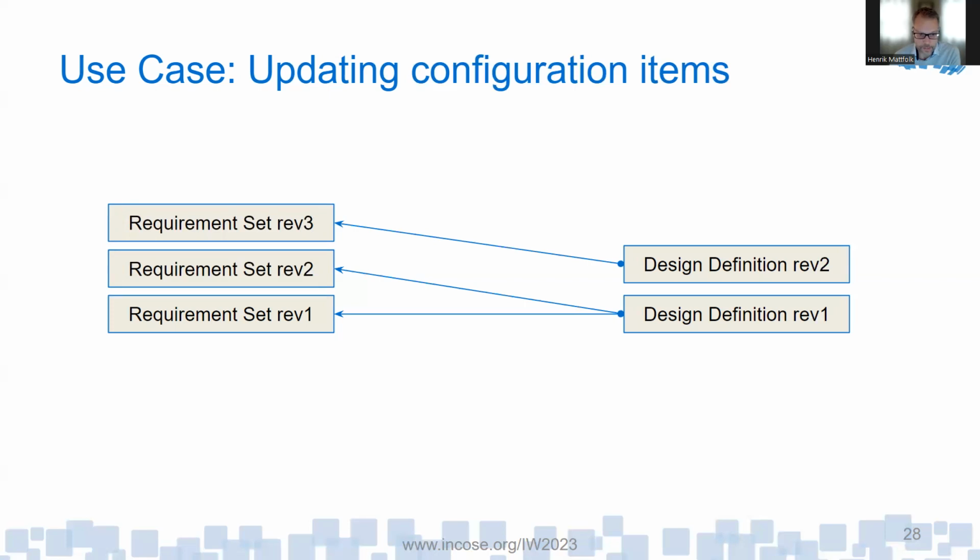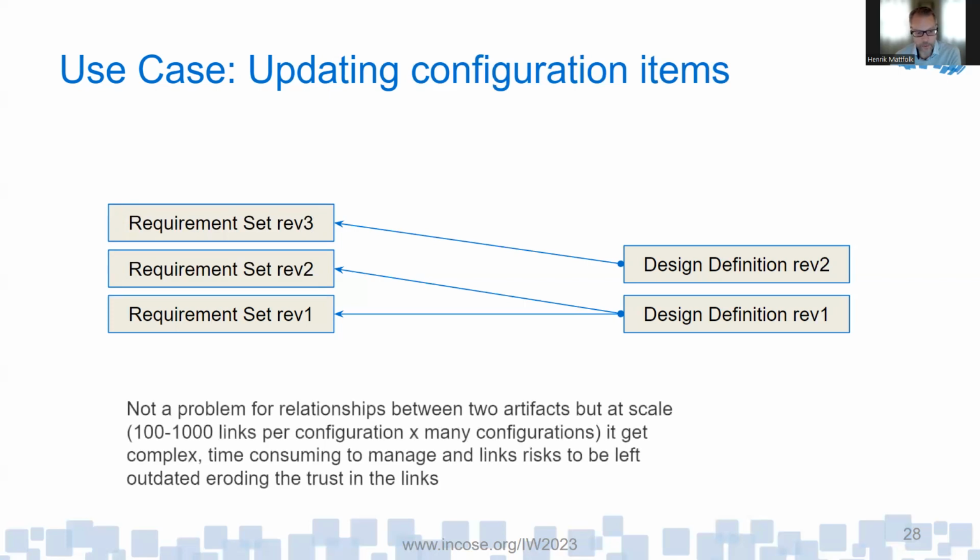And now this is kind of manageable for a few relationships. But if you imagine you take this to scale and we have hundreds or maybe thousands of links per configuration, and you multiply that with many configurations, it starts to get kind of complex and a lot of management related to this. So let's look at how could a configuration record help us to minimize this management?